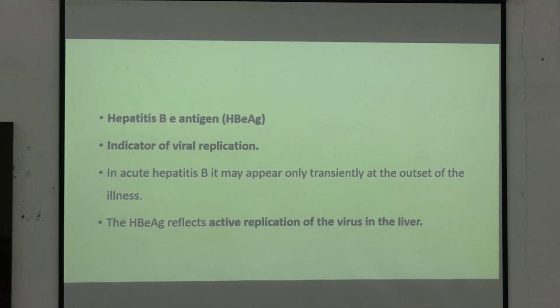Then HBe antigen, an indicator of viral replication. In acute hepatitis B, it may appear only transiently at the outset of the illness. The HBe antigen reflects active replication of the virus in the liver. So HBe antigen is the indicator of viral replication.